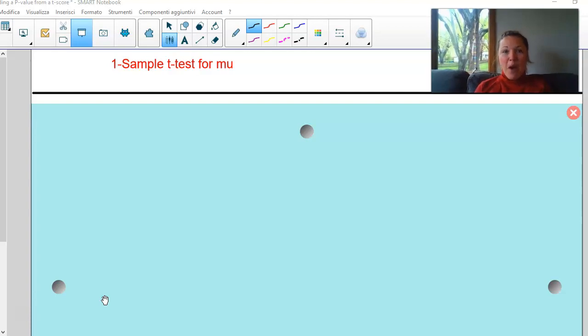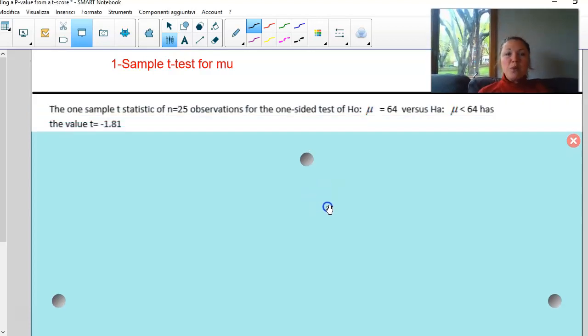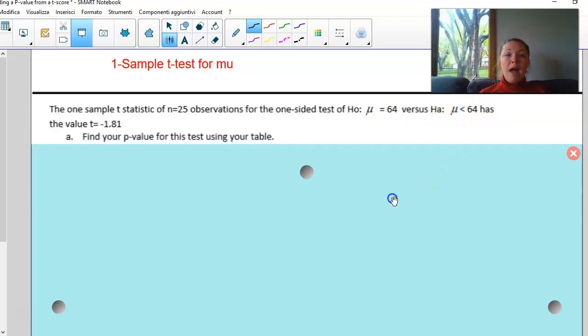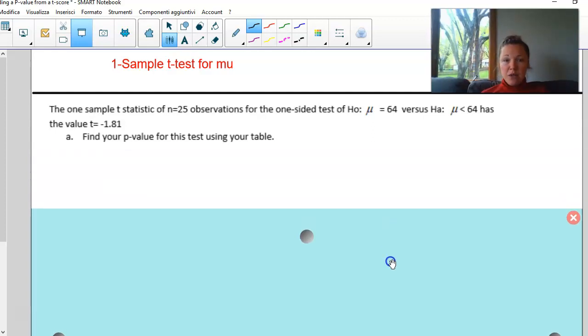Keep smiling. So we have a one sample t-test from you today. We're going to finish that state plan do conclude. And I want to get to the conclude first, just because the p-value is a little more uncomfortable than it was before. We have a one sample t statistic of n equals 25 observations. For the one-sided test, the null hypothesis is mu equals 64 versus mu less than 64. It has the value of t equals negative 1.81. Find your p-value for the test using your table.